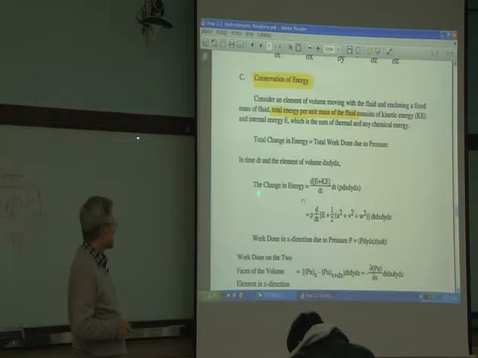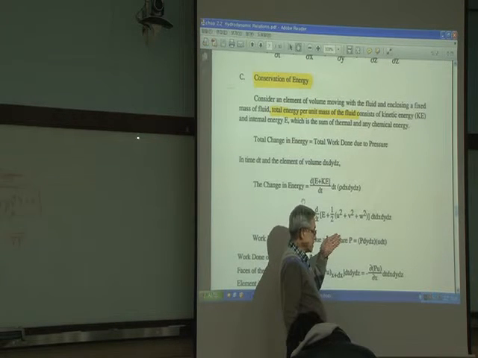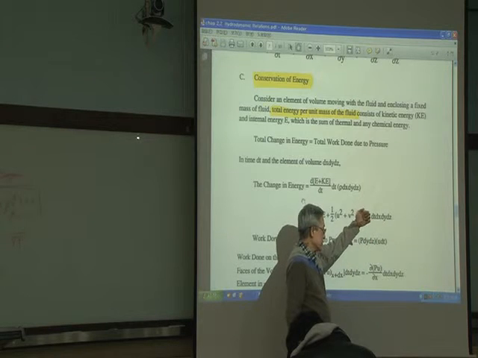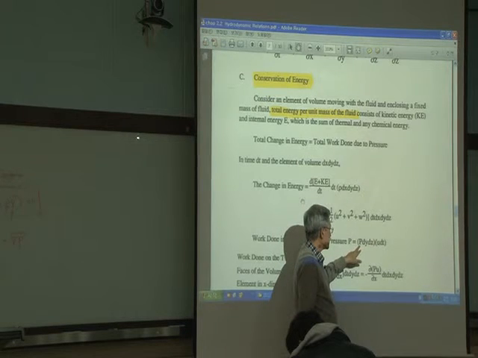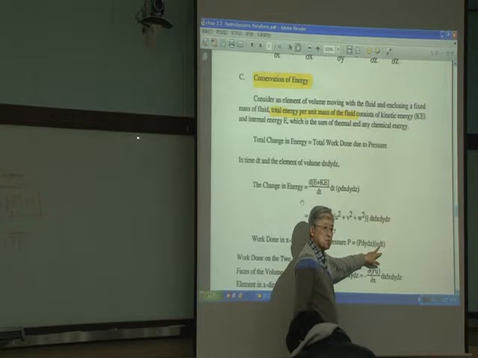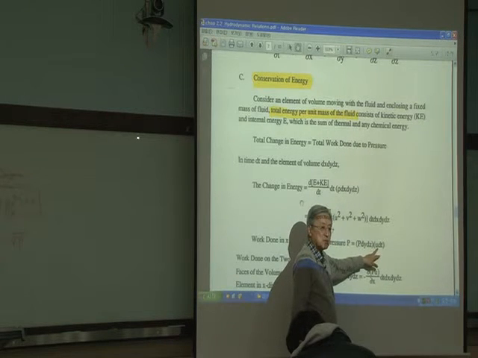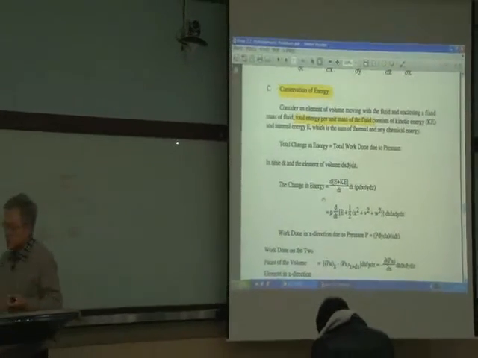Then the work done. Now this is a change in energy, which is equal to the work done. First in the x direction due to the pressure P. So P applies in the x direction, which means on the dy dz face of the differential volume. So this is a force times velocity times dt. This is a distance. So force times distance, work done. So simple physical terms.